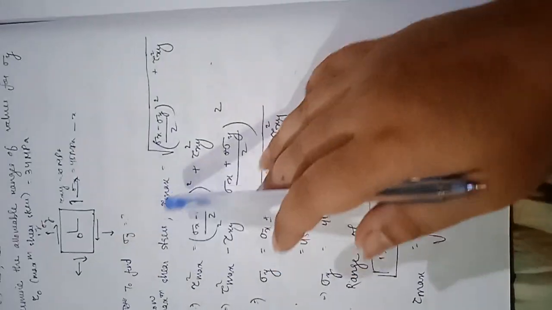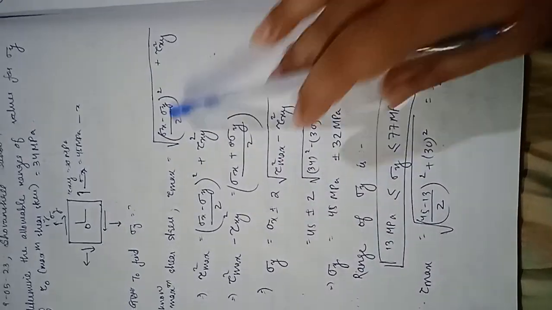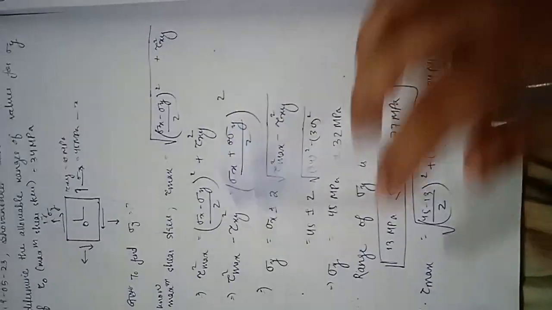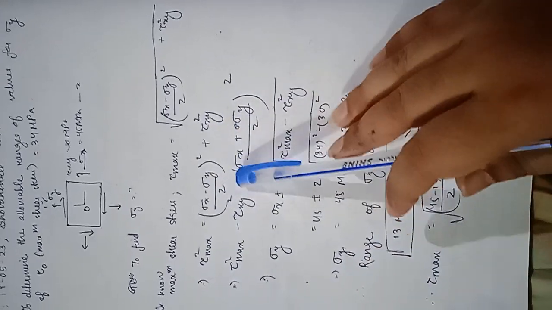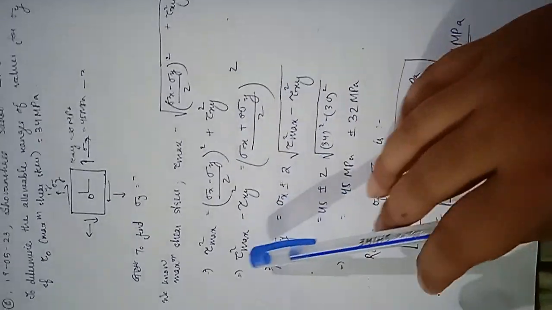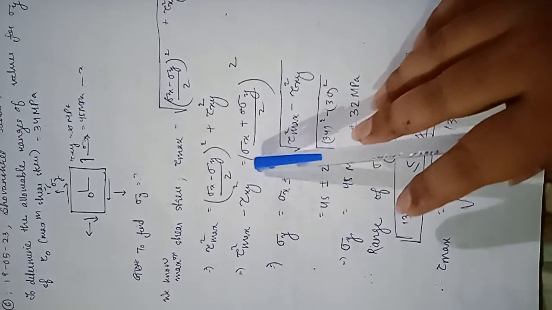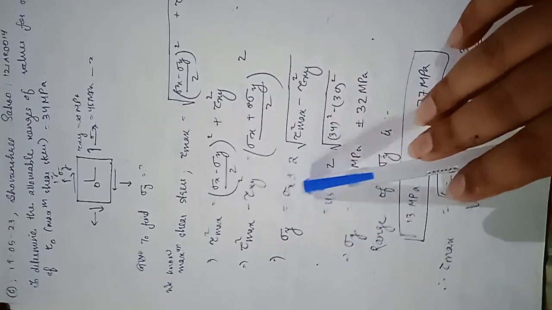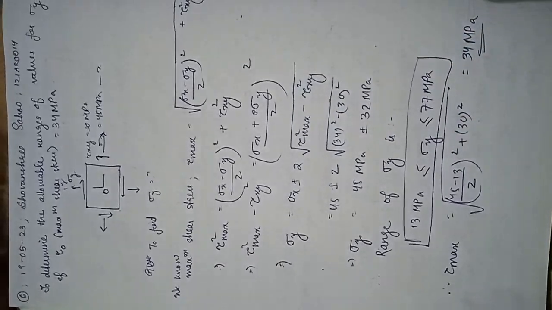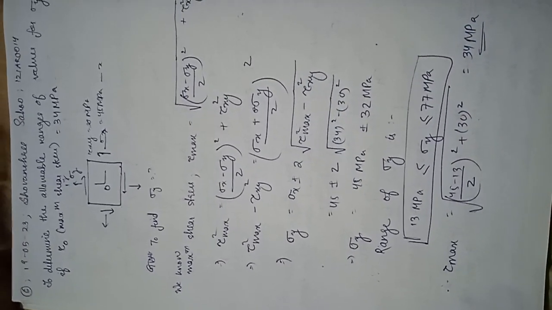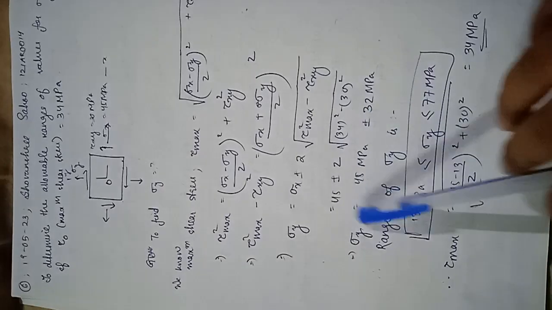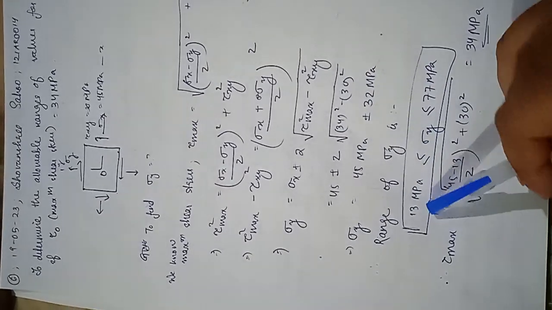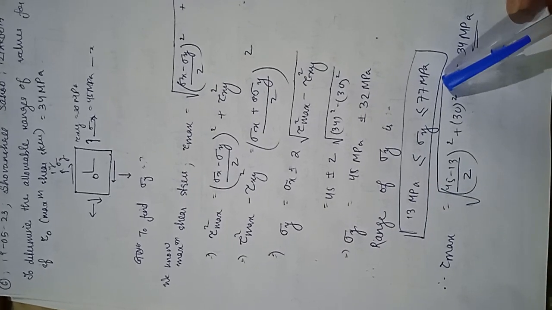So for maximum shear stress, tau max is equal to again square root of ((sigma x minus sigma y) by 2) whole square plus tau xy square, implying tau max square is ((sigma x minus sigma y) by 2) whole square plus tau xy square, then tau max square minus tau xy square equals ((sigma x minus sigma y) by 2) whole square. Hence sigma y is equal to sigma x plus minus 2 root over tau max square minus tau xy square. And putting the values, we get sigma y is equal to 45 MPa plus minus 32 MPa. Hence sigma y ranges from 13 MPa to 77 MPa.